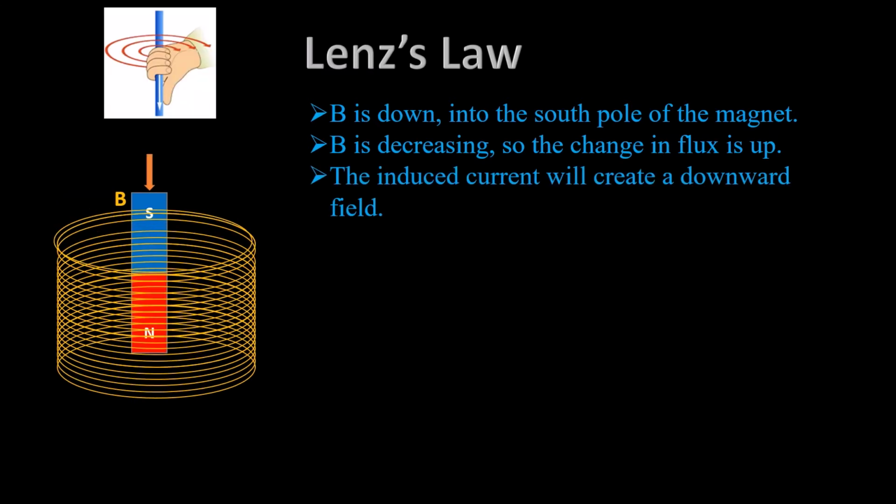So the induced current is going to try to create a field to oppose the change in flux. The change in flux was up, so the induced current is going to create a downward-facing field. If you use the right-hand rule, put your thumb in the direction of the field, your thumb goes downwards, and your fingers will curl clockwise. So now the current is going to switch direction and go clockwise.